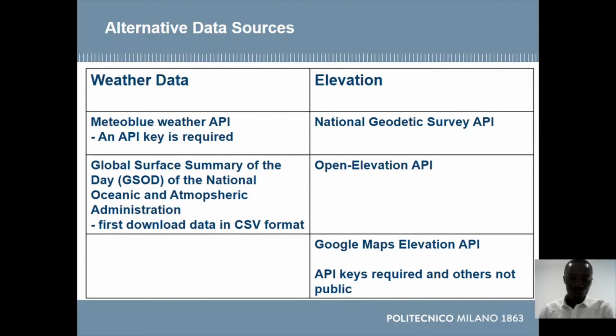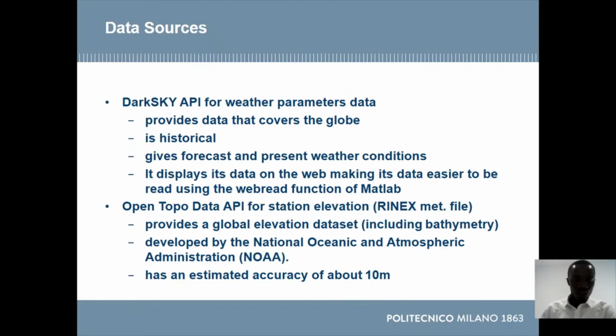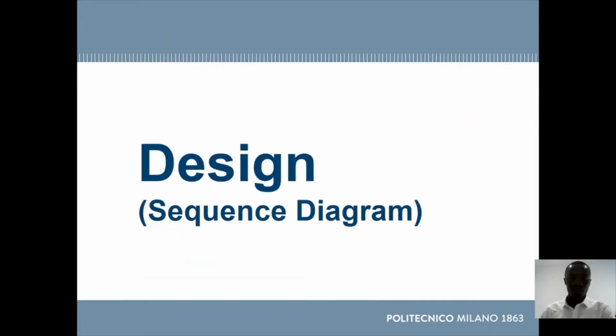And although these could be used, in most of these cases, an API key is required to be purchased before they can be used. And the GSOD also, for instance, requires that its data be first downloaded in a CSV format before it can be used. And this will increase the processing time. That was why the Dark Sky API was used for this project.